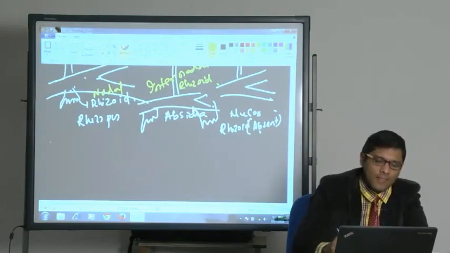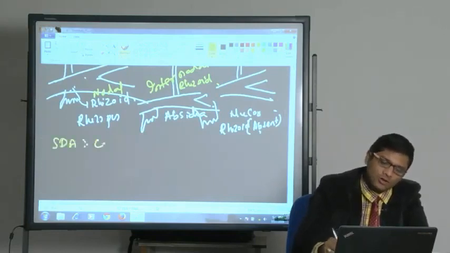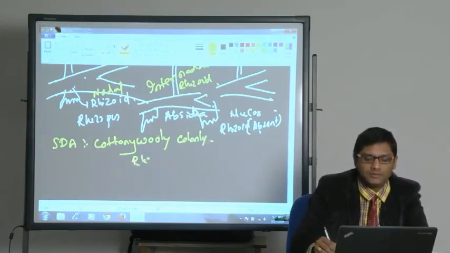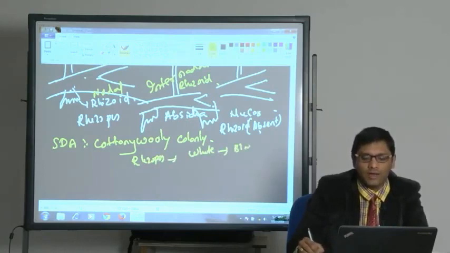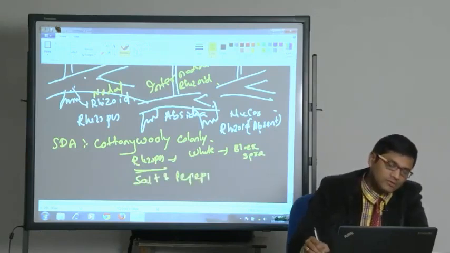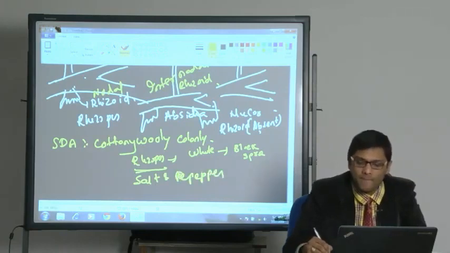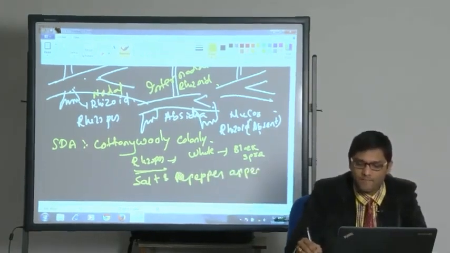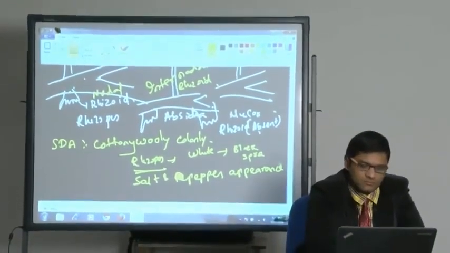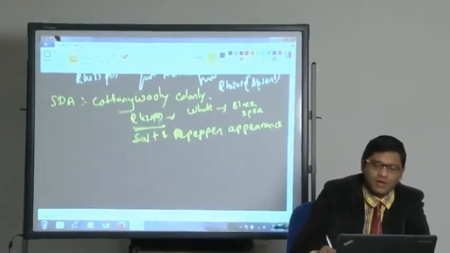And they say that on SDA they produce a cottony woolly colony. In Rhizopus, first the colony will be white, later on black spots will appear, and that gives rise to a salt and pepper appearance. Cottony woolly colony with salt and pepper appearance. So this is all about SDA appearance.